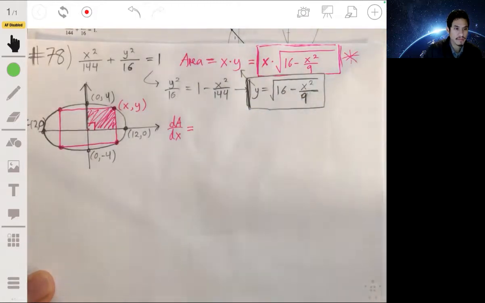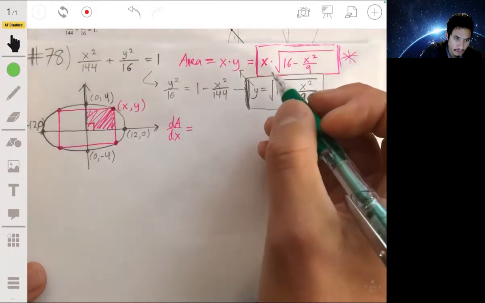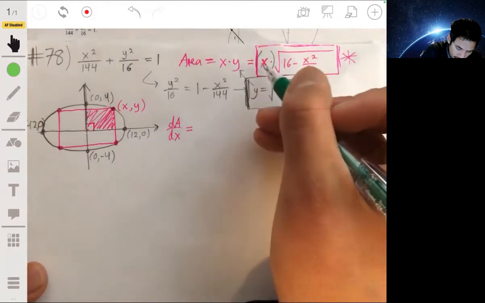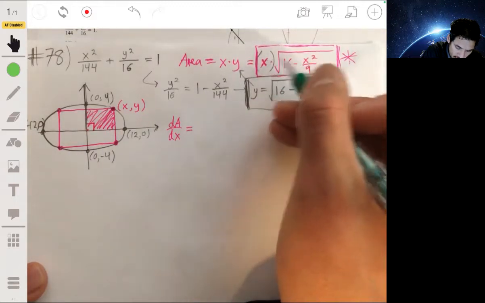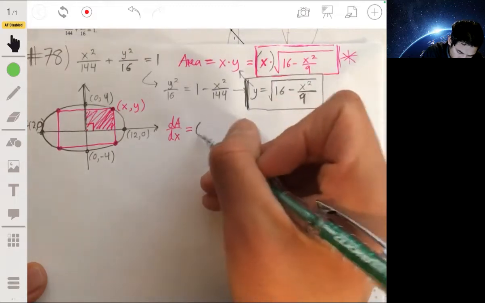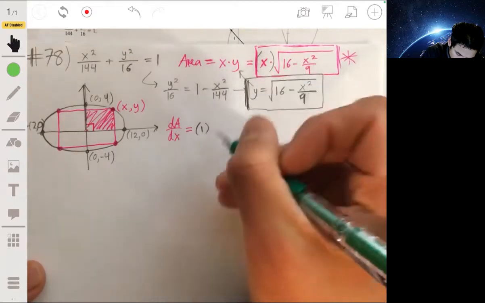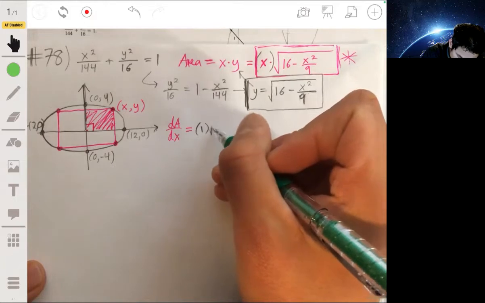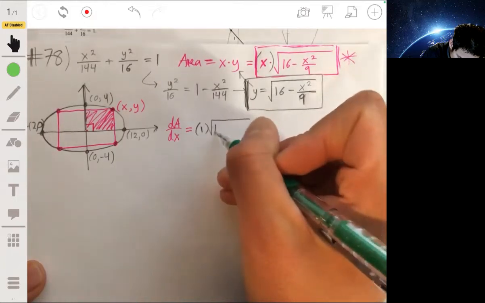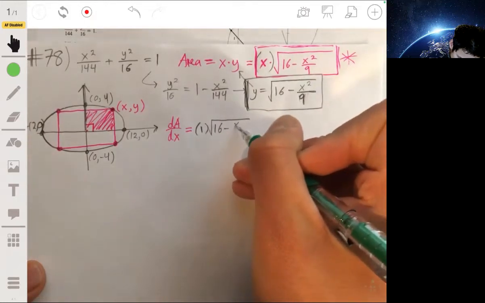And that'll be pencil. We're going to use the product rule because we have one function here times the square root function. The derivative of x is just 1. Leave the square root function as is, so it's times the square root of 16 minus x squared over 9.